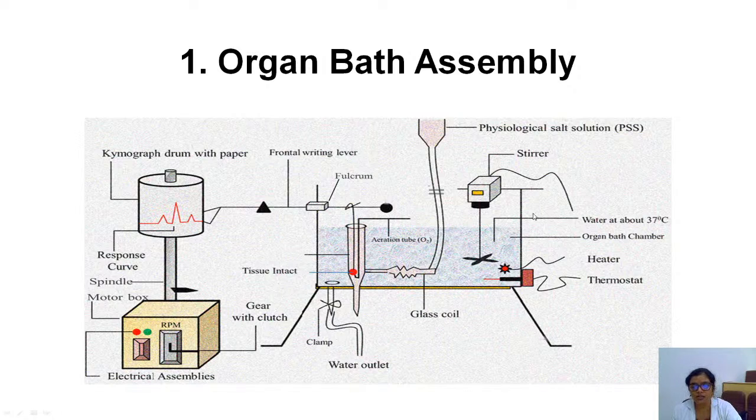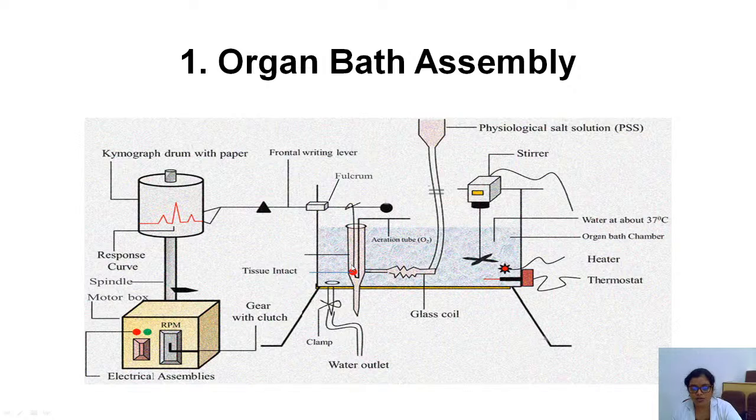So this is the organ bath, and now here we have tied the tissue. And what do we tie the tissue onto? This is a lever. Here is a fulcrum, and the tissue is tied to this.